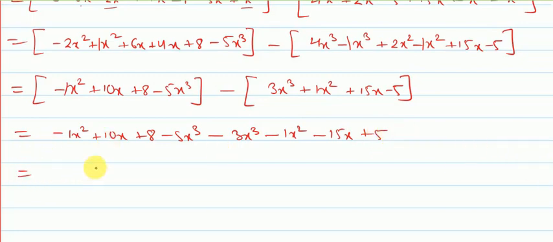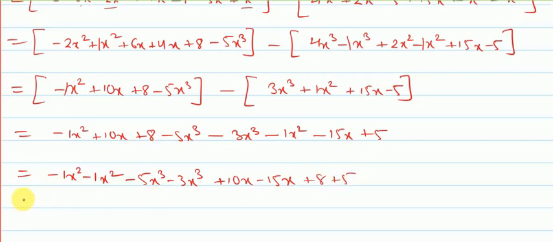Now what we'll do, we'll put like terms together. Okay, so here x square, here x square, so minus 1x square minus 1x square, here minus 5x cube minus 3x cube, so here x and here x, so we get plus 10x minus 15x, then here 8 and here plus 5.